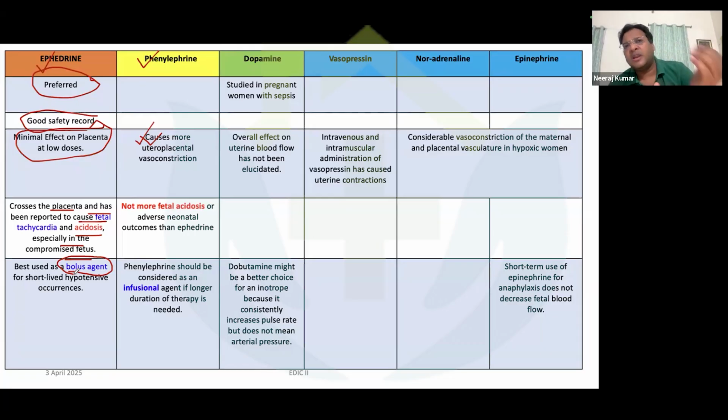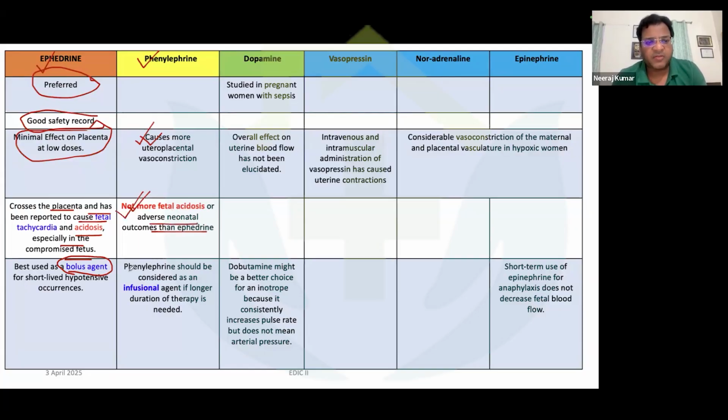It has been reported to lead to fetal tachycardia and acidosis, which a neonatologist doesn't want, an obstetrician doesn't want, and an anesthesiologist or intensivist doesn't want either, because if a fetus is already compromised, it is further compromising the fetus. But here, there is no more fetal acidosis or any adverse neonatal outcome with ephedrine.